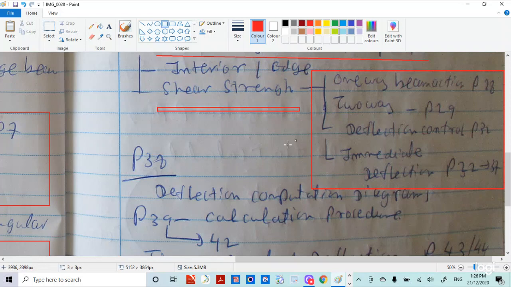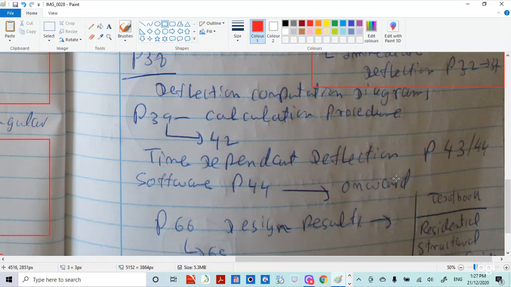In this case, for the shear stress calculation we focus on one-way beam construction, with the one-way beam section on page 28, the two-way section on page 29, deflection control on page 32, and intermediate deflection on pages 32 to 37. Those are the shear strength calculations for each portion of the bridge. Then we look at the deflection, meaning how much it bends. The deflection is on page 38, and from page 39 to page 42.